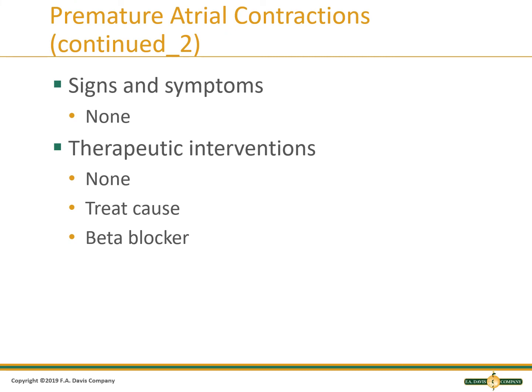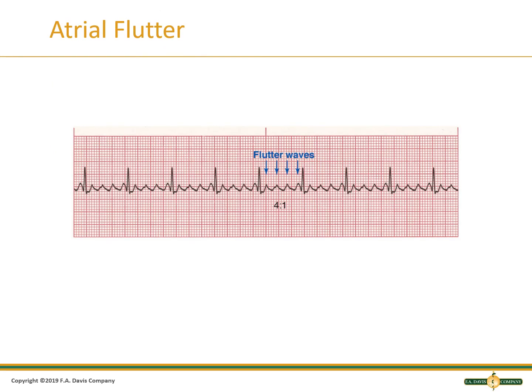Frequent PACs indicate atrial irritability. This can worsen into other atrial arrhythmias. Beta blockers can be administered to slow the heart rate. Next, we are going to talk about atrial flutter.